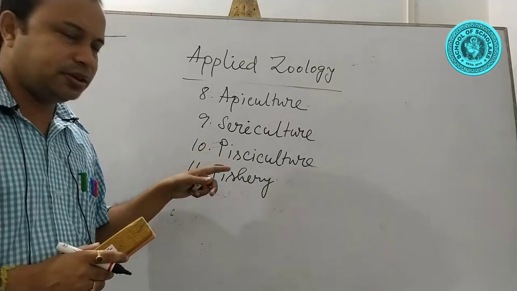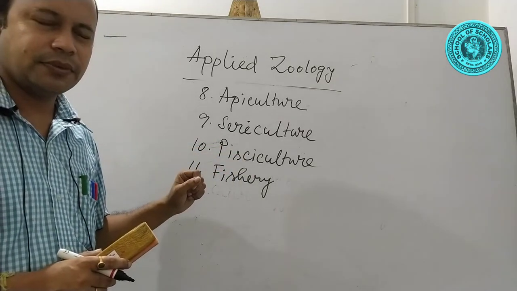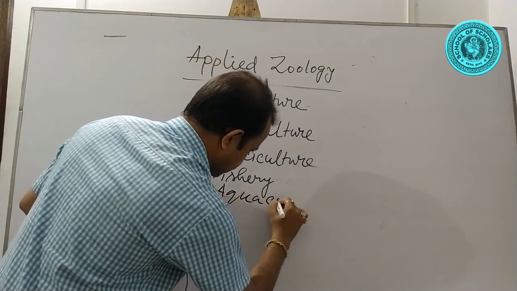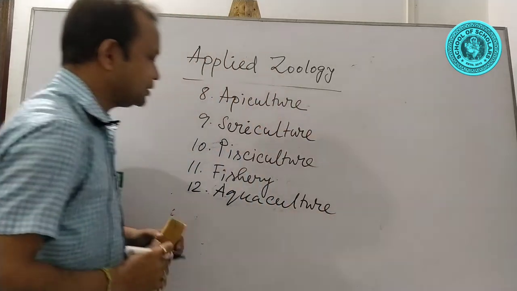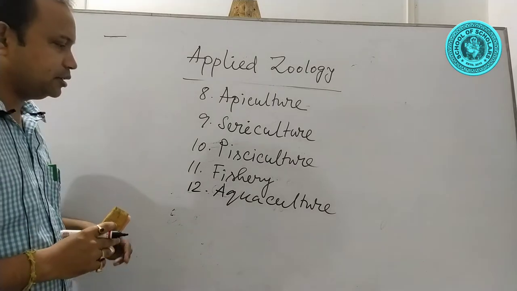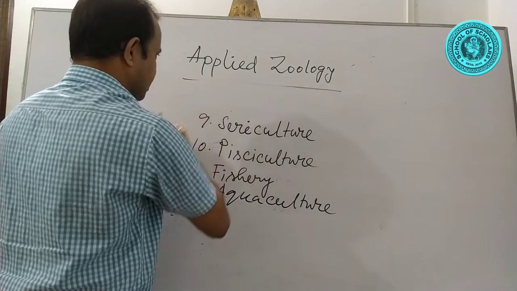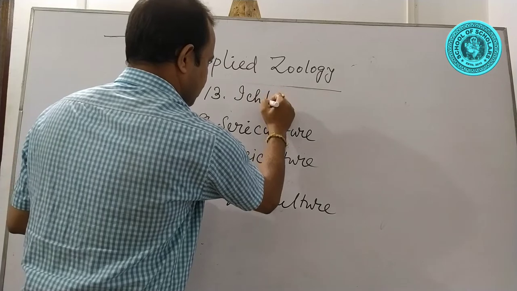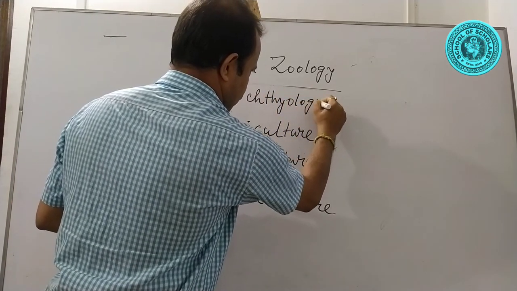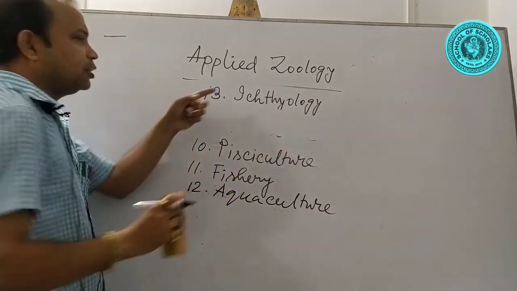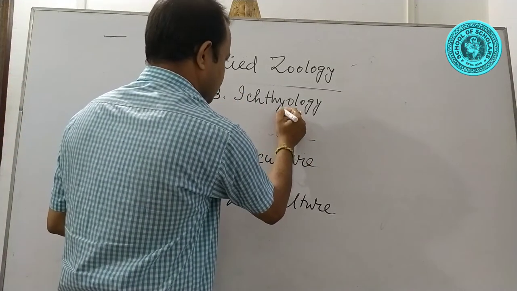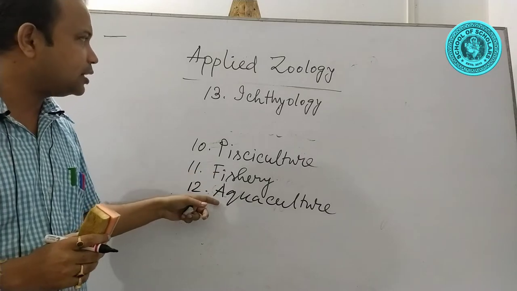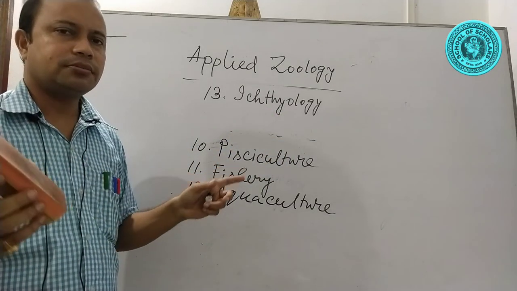If you see, there is a difference between pisciculture and fishery. And another branch is also there, which is also related. This is aquaculture. And another branch, I have written here, ichthyology. Aquaculture and ichthyology. What are these branches? Pisciculture, fishery, aquaculture and ichthyology. All are interrelated, but there is a little difference.